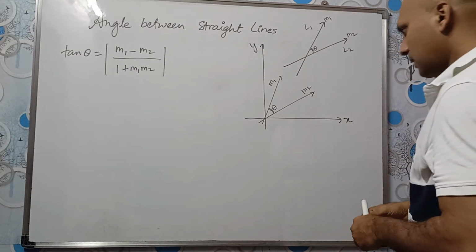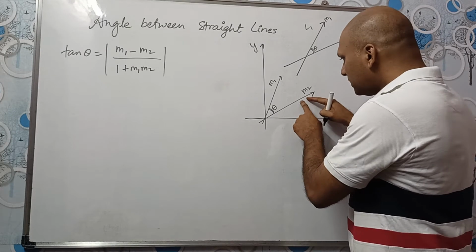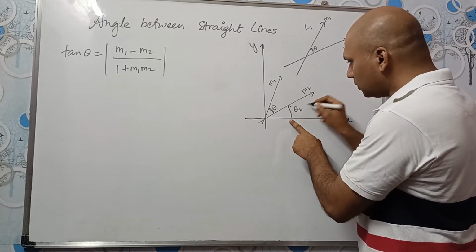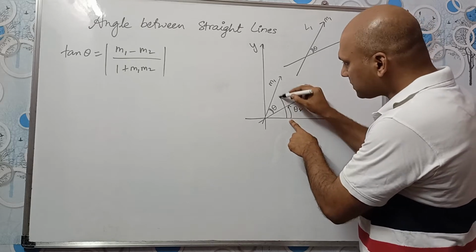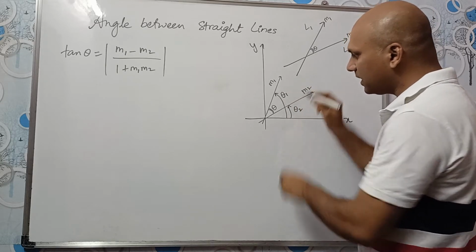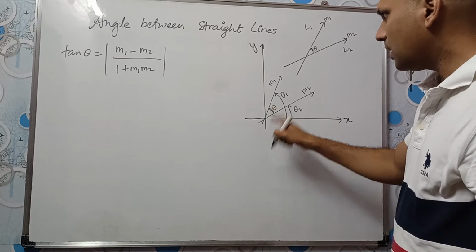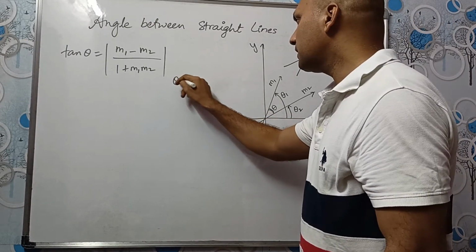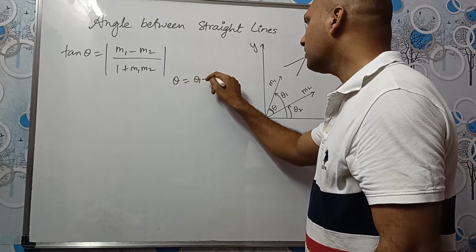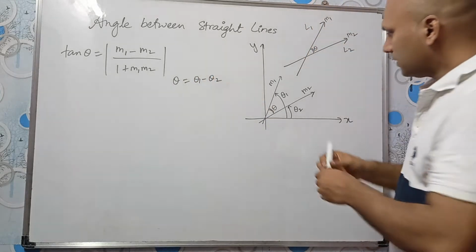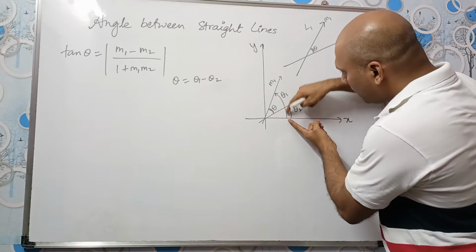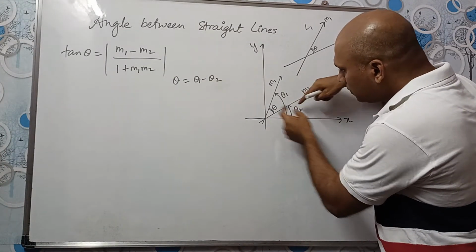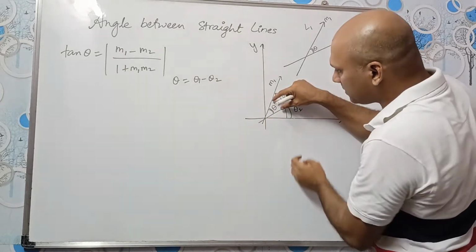Now whatever angle we have here will have the same angle here. Now let the angle of this second line with respect to x-axis be theta 2, and the angle of the first line with respect to x-axis be theta 1. Now how can we write theta in terms of theta 1 and theta 2? See, theta will be equal to theta 1 minus theta 2. This whole thing is theta 1. From here to here, this is theta 1. Subtract this theta 2, we will get this part, theta.